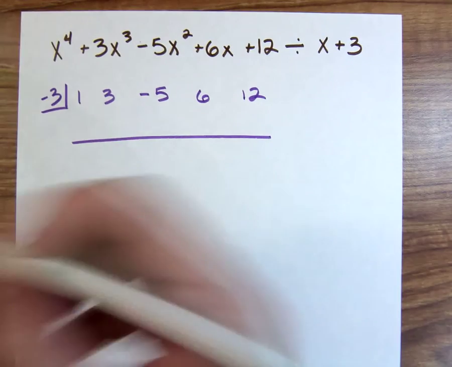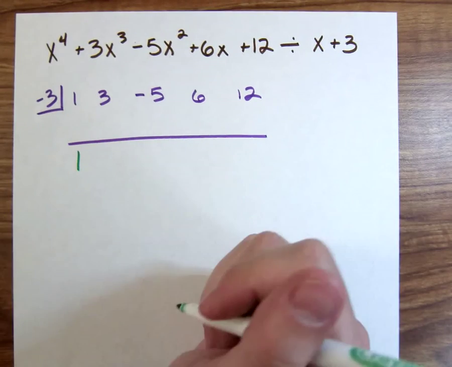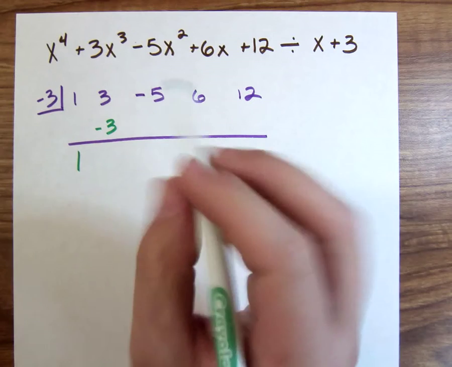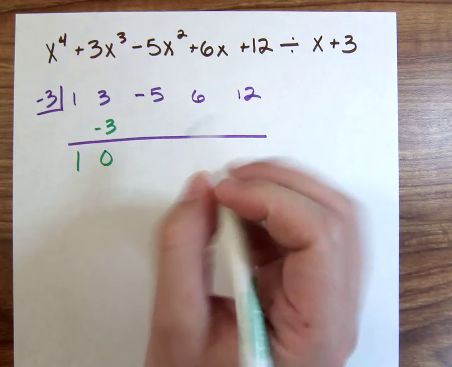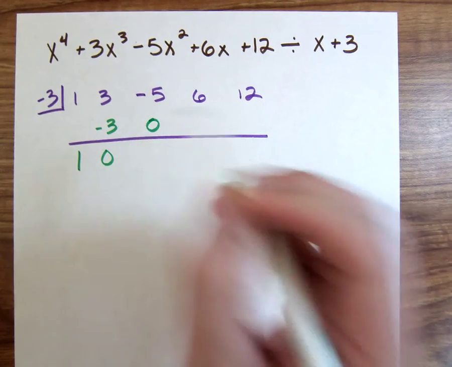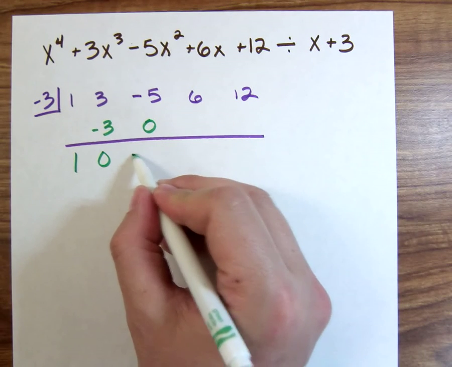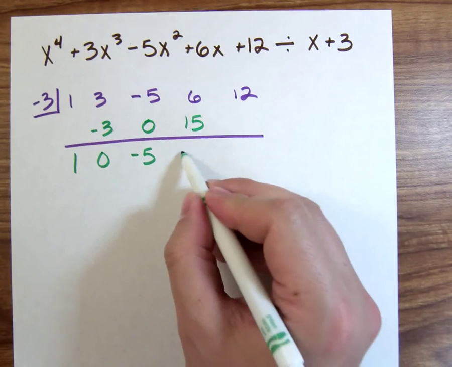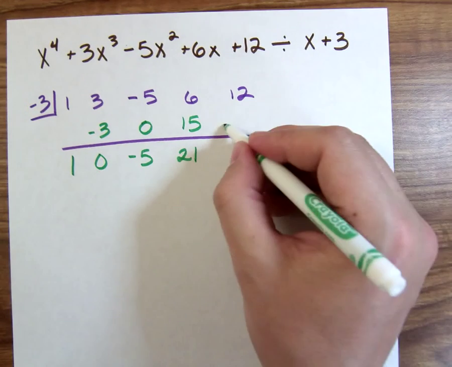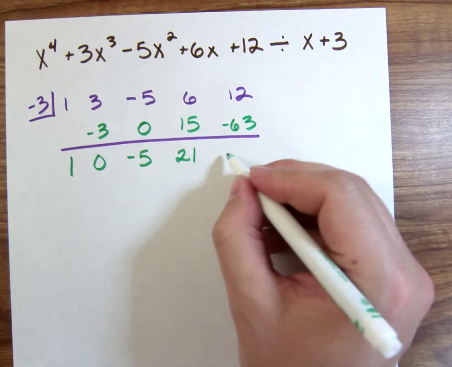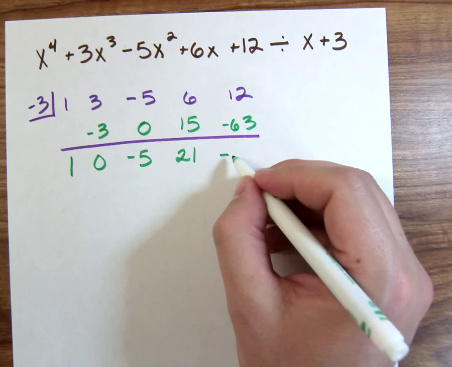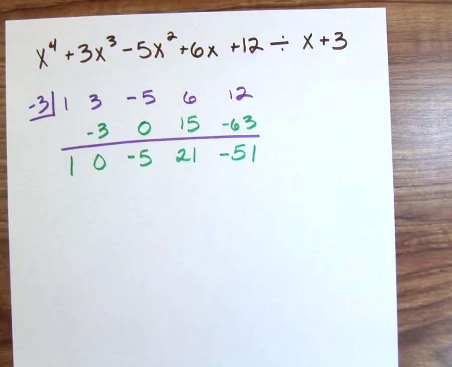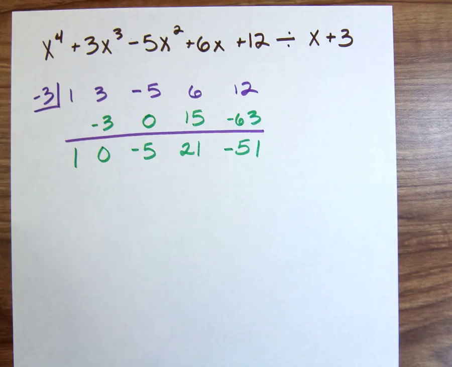Okay. Bring down the 1. -3 times 1 is -3. Makes it 0. 0, 0, and negative 5. 15, 21, 21 is your answer. -63, and negative 51. Negative what? 51. Good. I thought you said 59. No, 51. So cool.